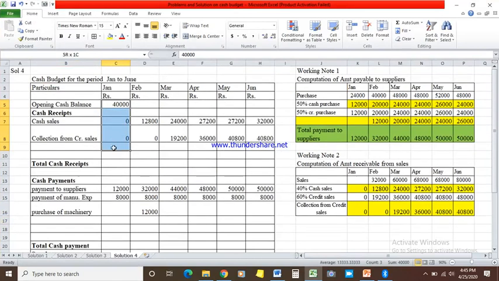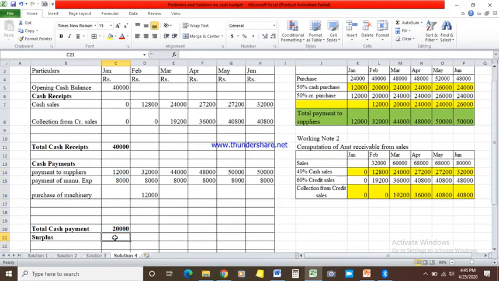So 40,000, 20,000, and here we find there's a surplus. 40 minus 20 is 20,000. So again this 20,000 becomes the opening balance. Again let's take a total, 32,800. Now here it is 52,000. So this is going to be a deficit cash balance.